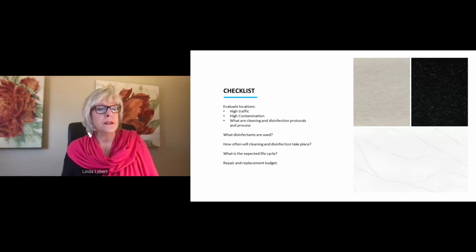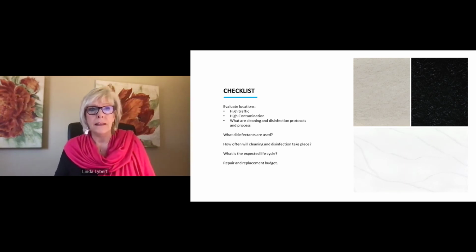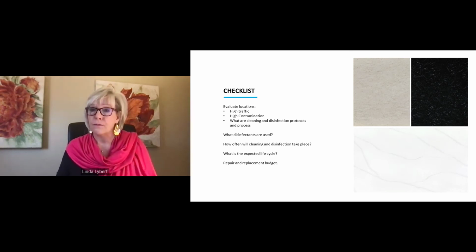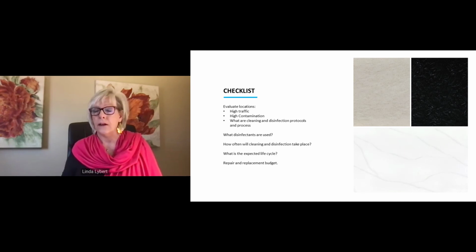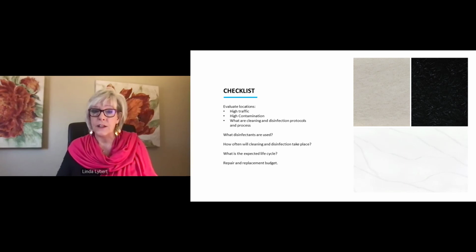So let's quickly go through some checklists. And you can also get these checklists from Hanex as well. Evaluate the location. Is it high traffic, high contamination? What are the cleaning and disinfection protocols and processes? Not necessarily the disinfectants that are being used, but what are the cleaning and disinfection protocols? And then what disinfectants are being used? And ask about categories. There's only about 7 categories of disinfectants that are used when there's hundreds of disinfectants. How often will cleaning and disinfection take place? What is the expected life cycle of the materials or products that you are specifying?